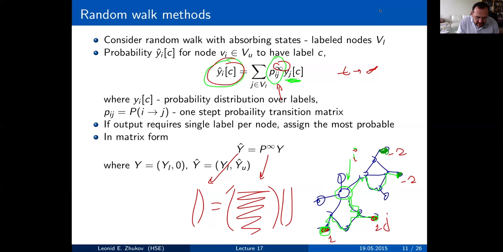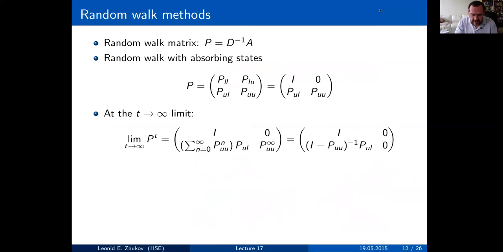And again, what's important is that the vector of labels is actually split in two parts: the nodes that are labeled and the nodes that are unlabeled. Okay? So what we're going to do now is very similar to what we did before with PageRank. It's all based on Markov theory, random walk, really nothing else.